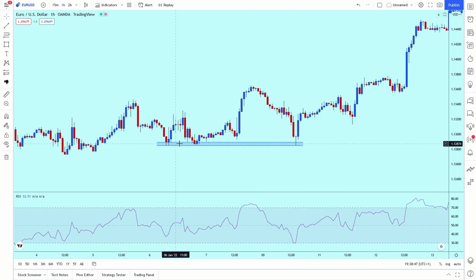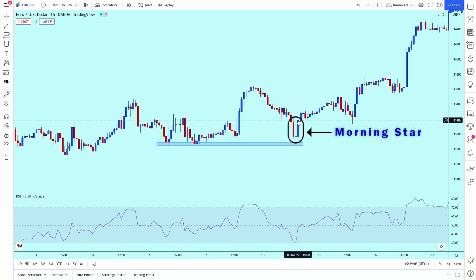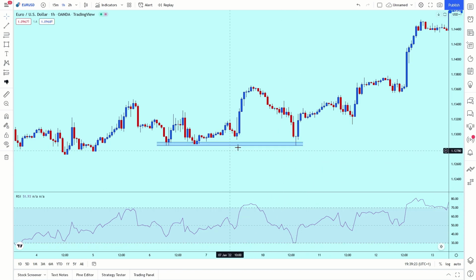We have this beautiful support zone. Price failed to break this zone multiple times, here, here, here, and here. Then it went up and then down again to test this zone again and formed a very strong bullish candlestick. Basically, it formed a morning star candlestick pattern. But also, RSI shows us that price will probably go up because it reached this oversold area. So price reached this area, we had a support zone, and we have this morning star candlestick pattern. What happened next? Price went up.